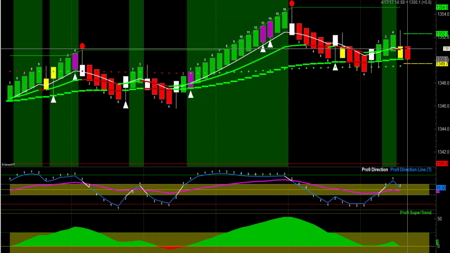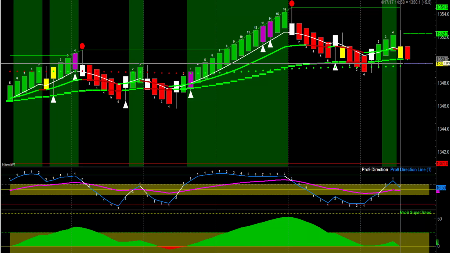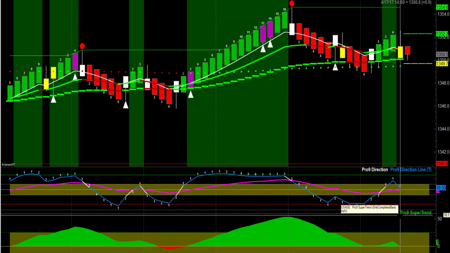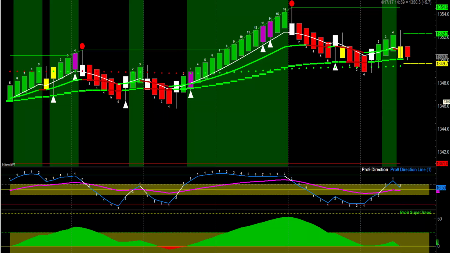I have my EMAs still in order. My 10 is just barely above my 20, which is above the 50, which is also above the 200. So this is a bit stronger of a continuation setup. My blue line is above the purple line. My super trend's not quite where I want it to be, but if we refer back to the master rules, we can see that we can disregard the super trend if our turn bar touches the 50 EMA, which we see it does cross that price.